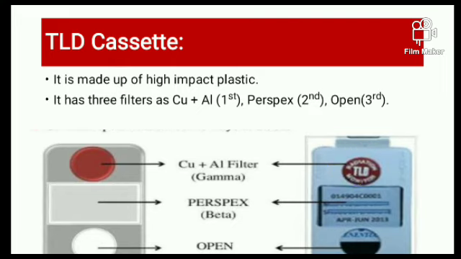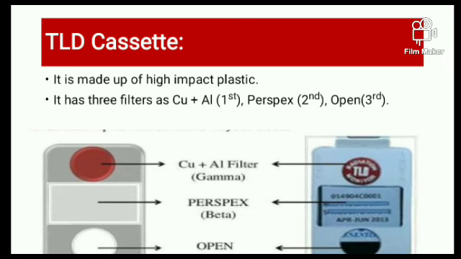Next thing is, we have the Perspex window, and this Perspex window is made up of thin plastic fiber, which is mainly used to record our beta radiation, and its thickness is 180 mg per centimeter square. Next thing is we have a D3, which is an open circular window, and it is mainly to record the small amount of other types of radiations.